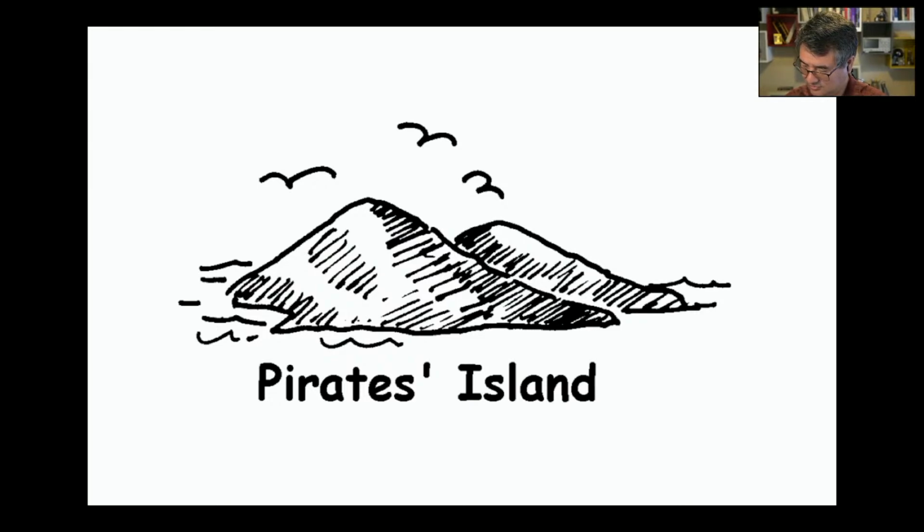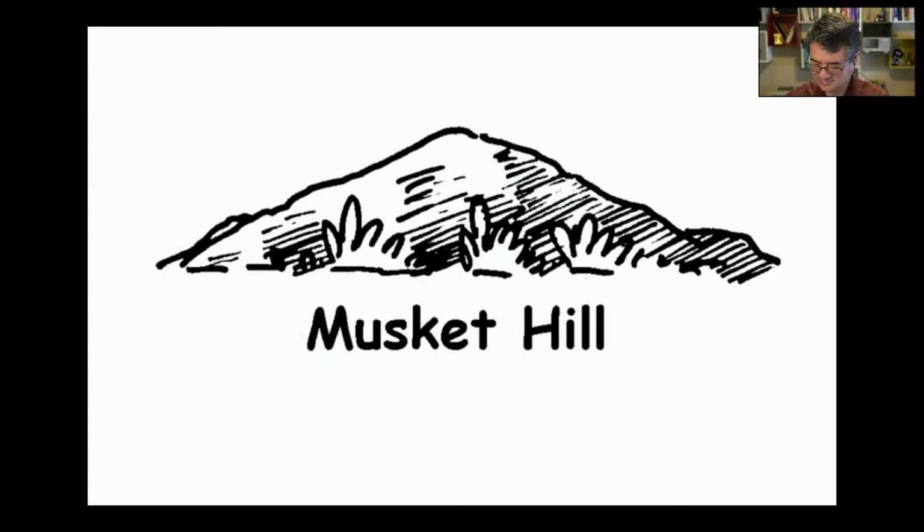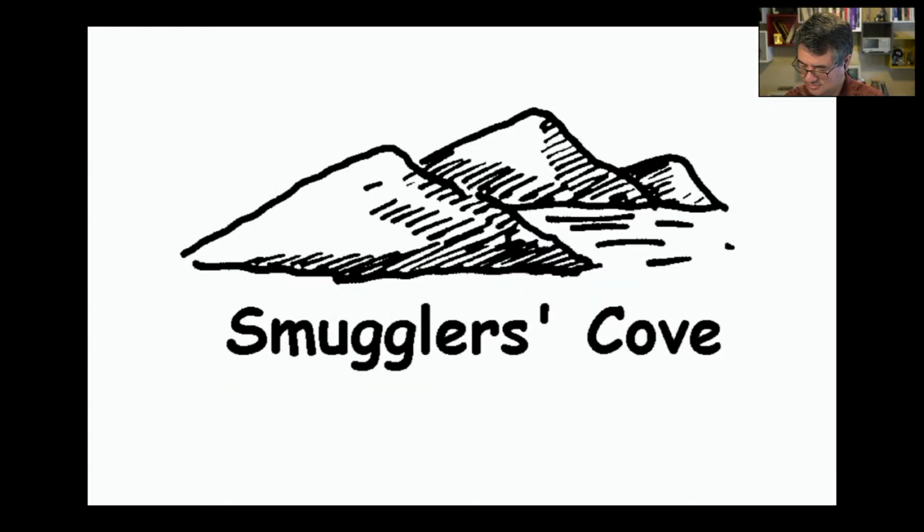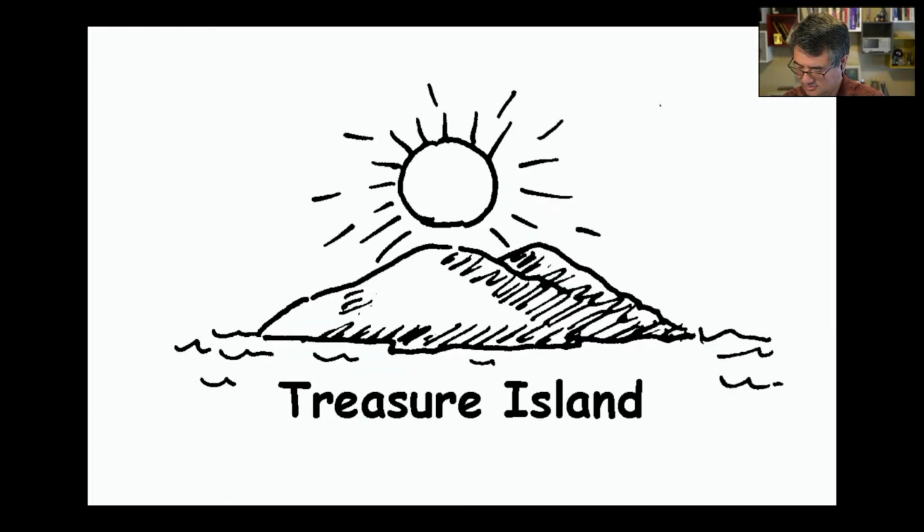Takes us to Musket Hill. B from here. Takes us to Mutineers Island. A from here. Smuggler's Cove. B from here. Treasure Island. There we go.